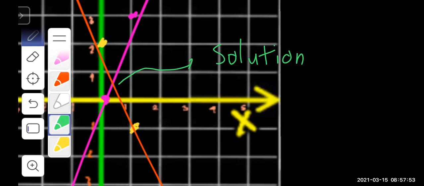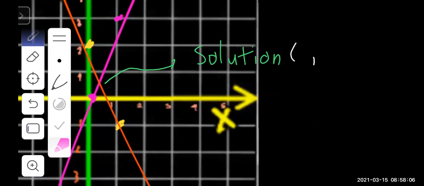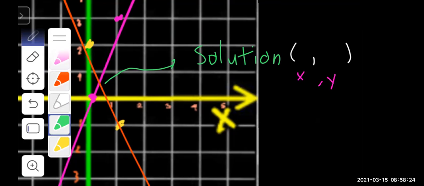Possibly, guys, this method is not the best because we are not sure what the solution is. But let's make an approximation. Tell me what is x and what is y. This represents x, the first coordinate, and the second one is y. What is the value for x in this case? This is x, 0, 1, 2, 3. What is x approximately here? 0 point something, right? Do you agree with me, guys? 0.3, I would say 0.3.